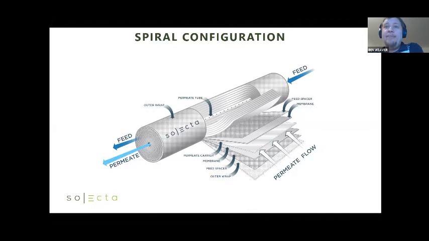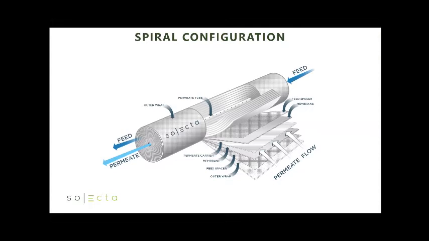There are really 5 main constituents to a spiral wound element. You have your permeate tube, and the permeate tube is a porous tube that collects the permeate material that's been transported through the membrane and exits out the top of the element in the case of ecoat.